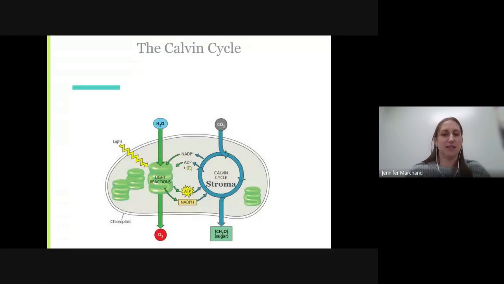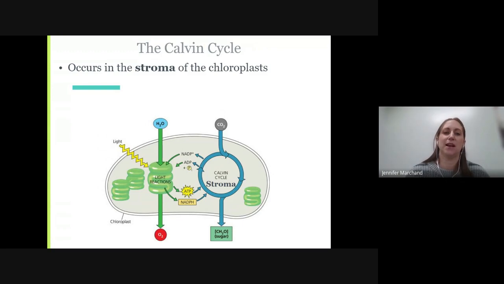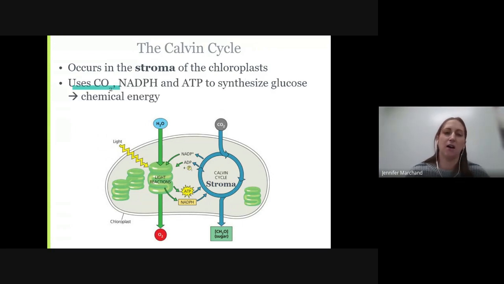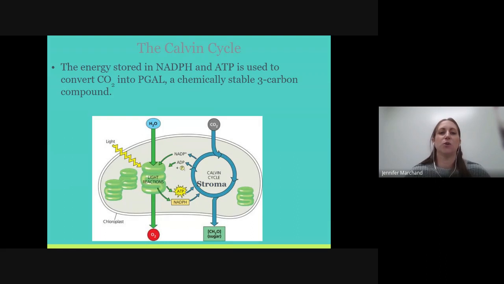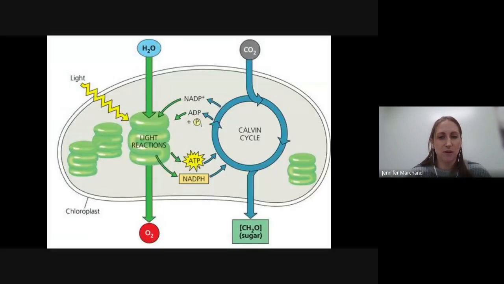So the second part is the Calvin cycle. This is what is actually going to occur in the stroma, not in the thylakoids of the chloroplast. In the Calvin cycle, they use the CO2, the NADPH, and the ATP to synthesize glucose into the chemical energy. Okay, so in the Calvin cycle, the energy is stored in NADPH, and the ATP is used to convert CO2 into PGAL, a chemically stable 3-carbon compound. The PGAL is then converted into glucose, okay, and then the plant can use that glucose.